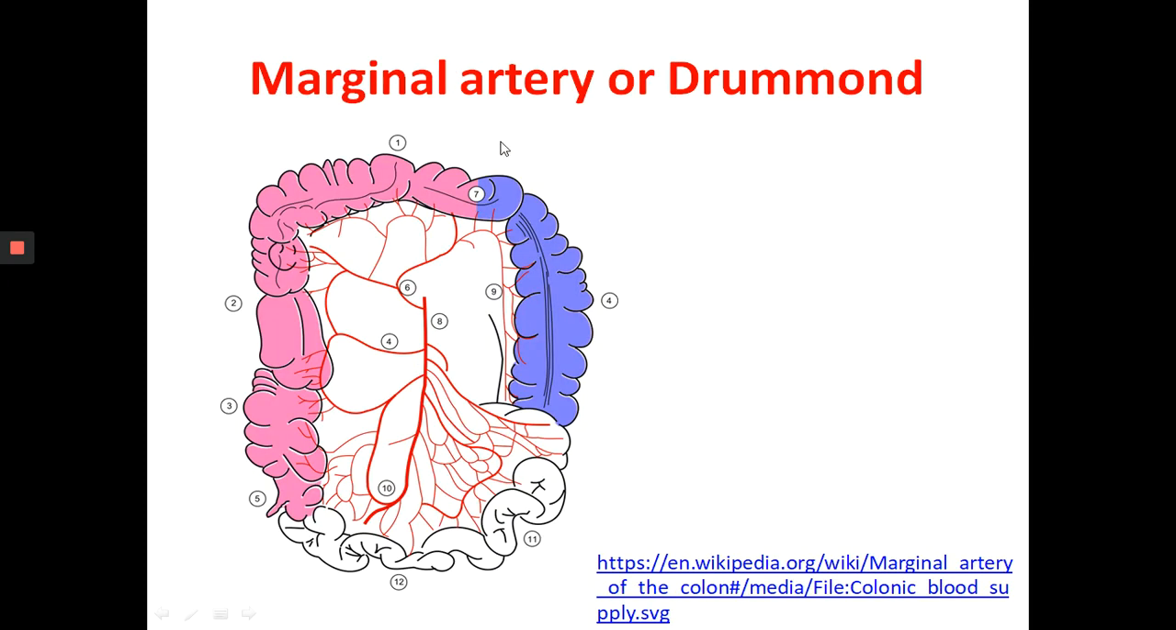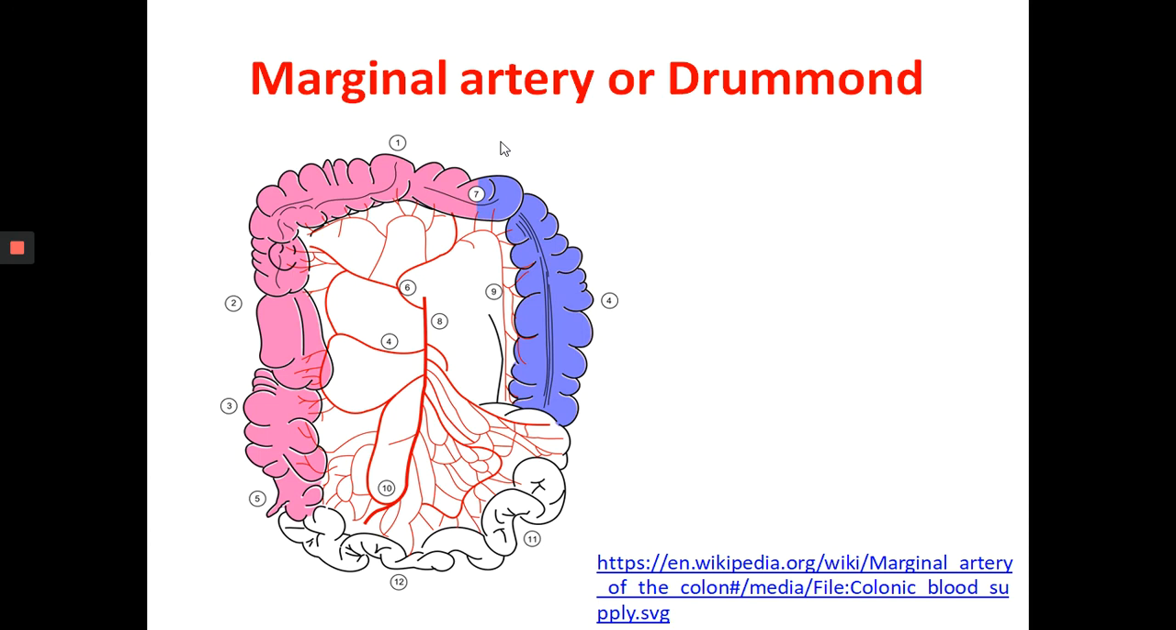The marginal artery of Drummond. The marginal artery of Drummond is a clinically important vessel that provides collateral supply to the colon, thereby maintaining arterial supply in the case of occlusion or stenosis of one of the major vessels. So if any of the major vessels mentioned in the previous slide is occluded, this marginal artery comes into play.